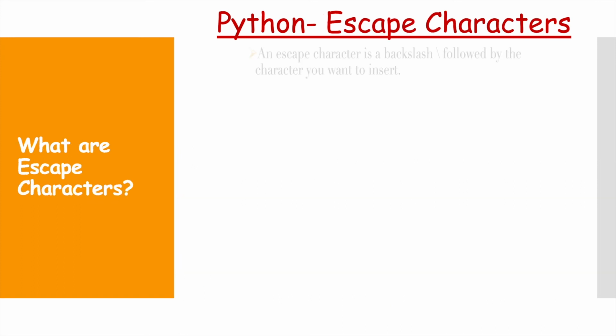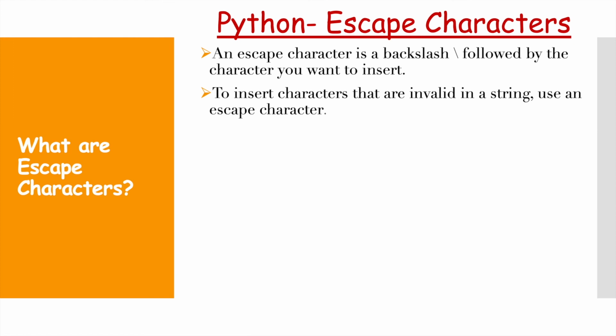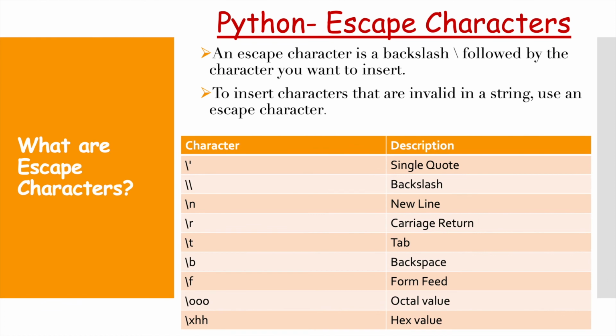Now let's see the escape characters. An escape character is a backslash followed by the character you want to insert. To insert any character that is invalid or illegal in a string, you use an escape character. For example, if you want to put a single quote within your string variable, you have to put a backslash and a single quote. Similarly, for a backslash, you use a double backslash. Backslash n means a new line, backslash r means a carriage return, backslash t means tab, backslash b means backspace, backslash f means form feed, backslash ooo means an octal value, and backslash xhh means a hex value.